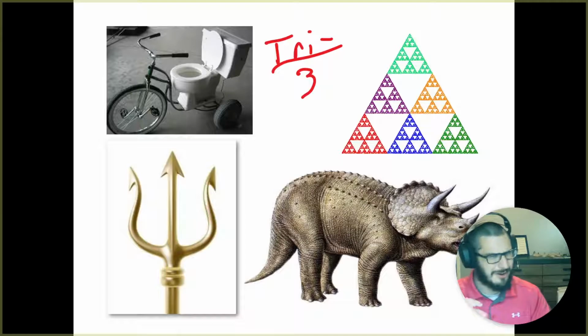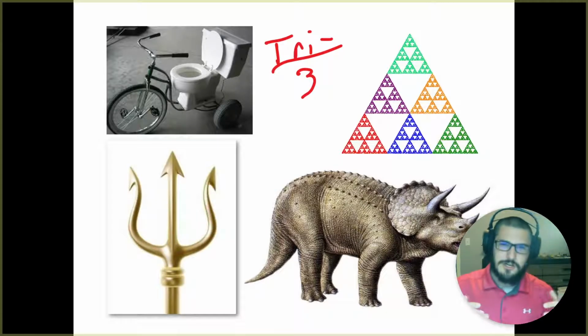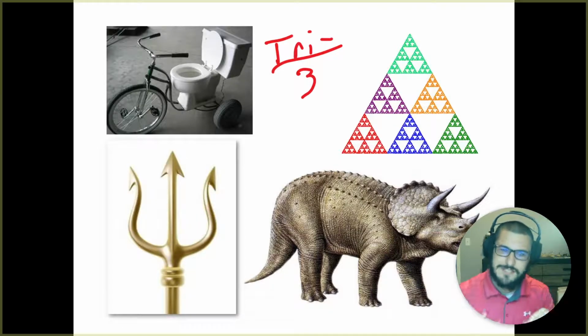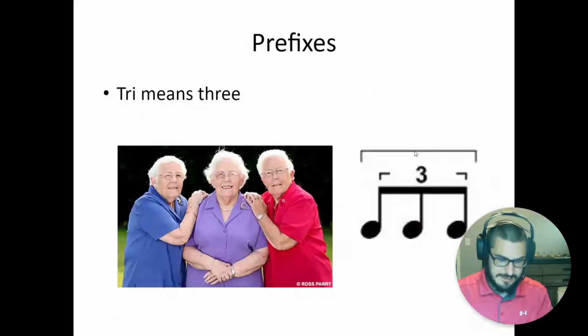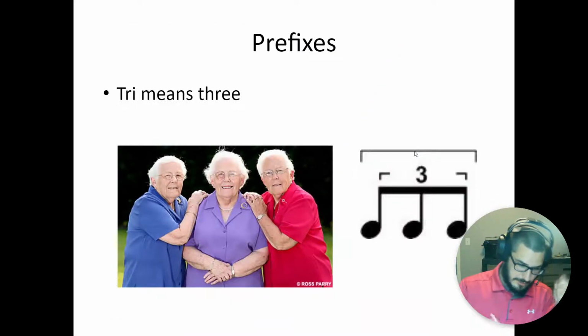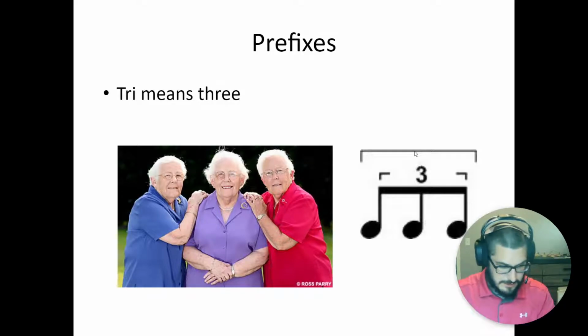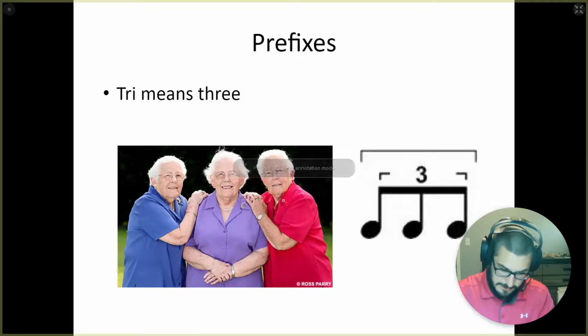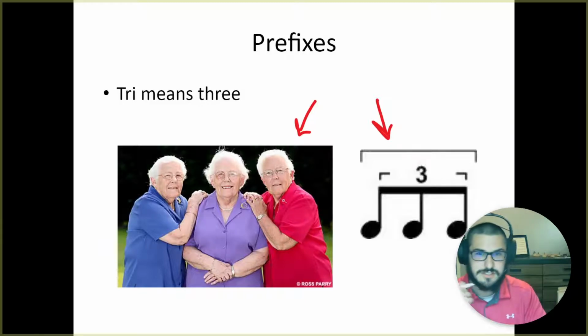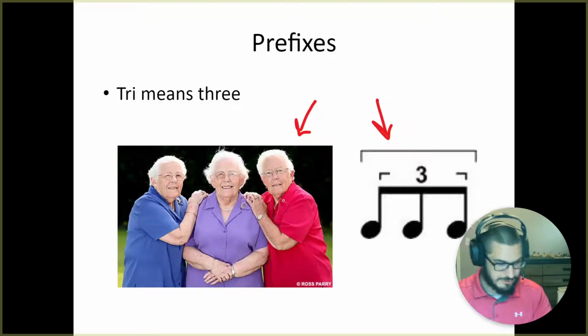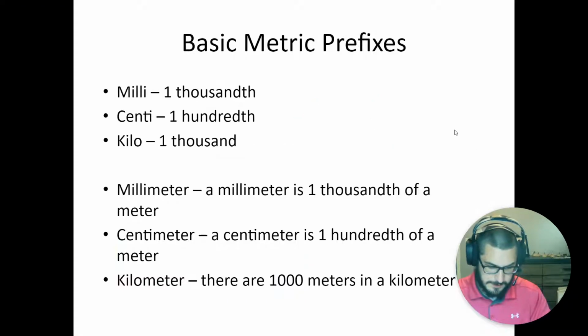Okay, so you are familiar with this idea where we use a prefix to designate somehow the amount of something in that thing. So all we're going to do is use that to our advantage. Same thing here, tri means three, so we've got triplets, and a musical note called triplets. Both have the prefix tri because there are three of them.